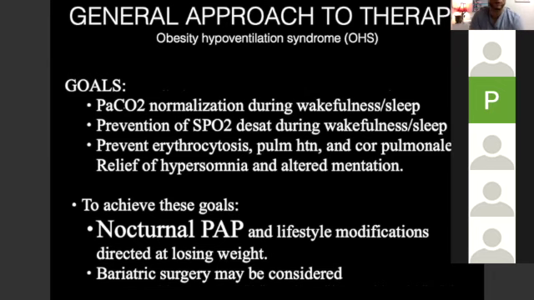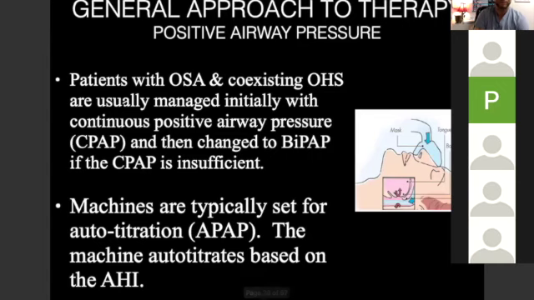Okay, so the general approach to these patients, we want to get CO2 normalization all the time, 24 hours a day. We want to normalize it. We want to prevent severe desaturation because oxygen is important. We want to prevent erythrocytosis, pulmonary hypertension, ultimate cor pulmonale. And we want to relieve hypersomnia and alter mentation. So how do we do this? We give positive airway pressure while they sleep. And lifestyle modifications like losing weight, bariatric surgery, once they're stabilized, etc.